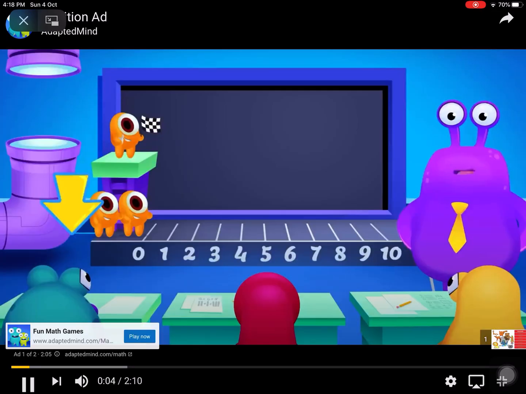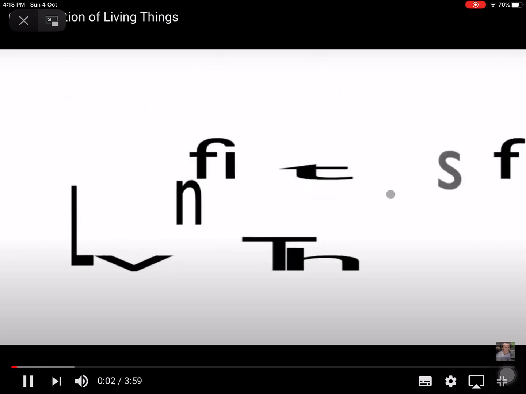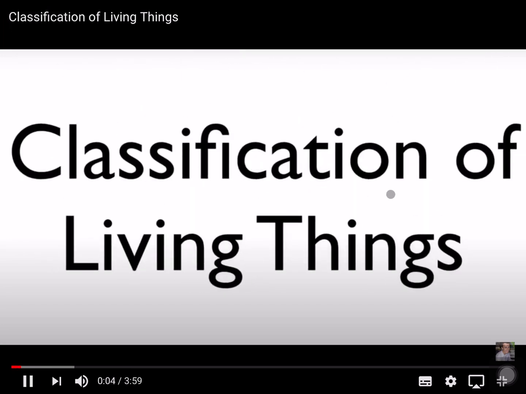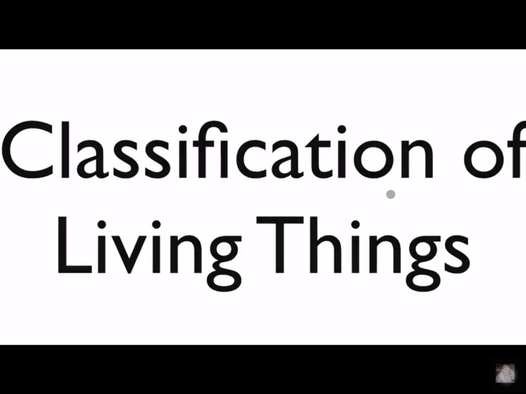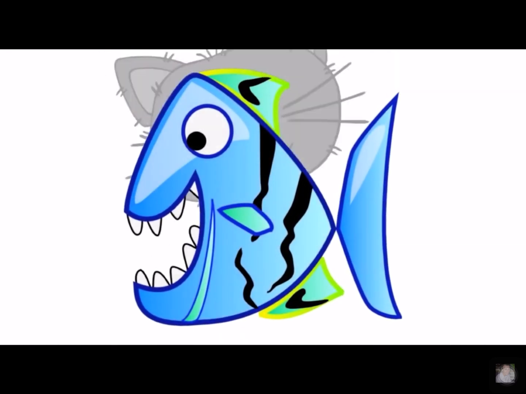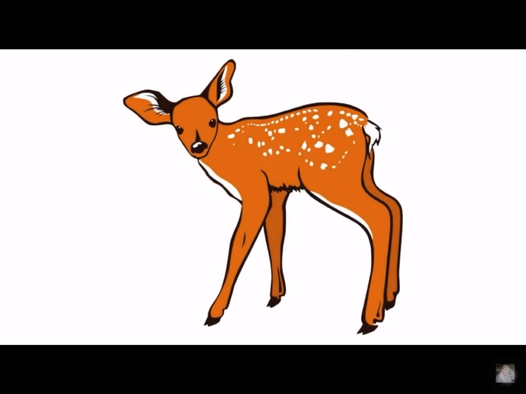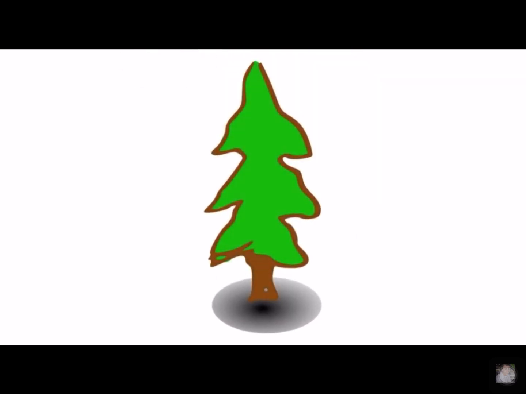Okay, class. Classification of living things. What do a worm, a cat, a fish, a bear, a lion, a tiger, a deer, and a tree have in common? They are all living things.